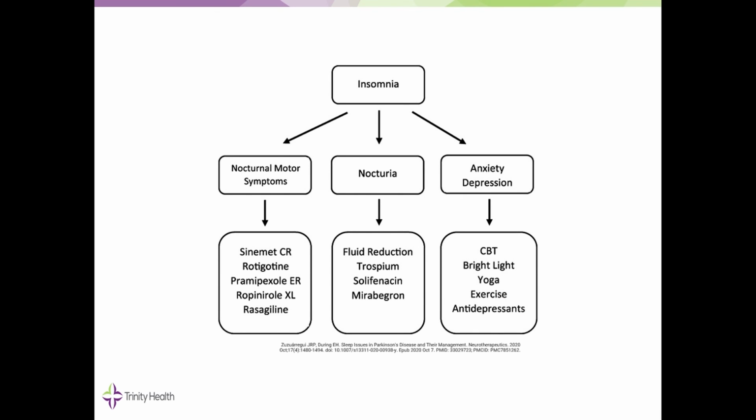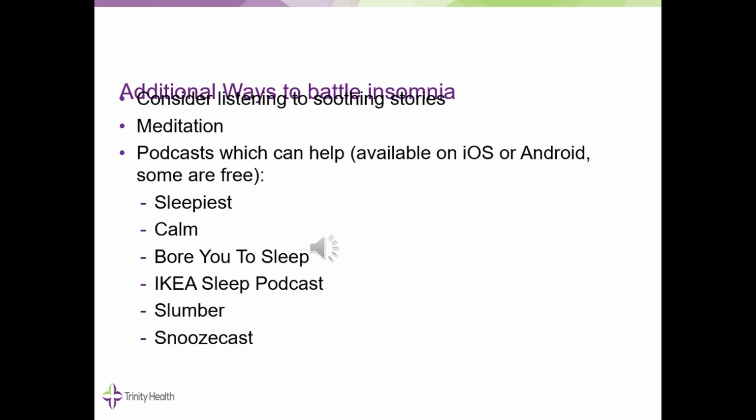And just a quick flow chart of how to potentially address some insomnia type things. If somebody has motor symptoms at night, extended release medications can be helpful. If they get up and go because of issues with going to the bathroom, then fluid reduction means after about 6 or 7 p.m., not all day long. There are many different medications that might be helpful. If somebody is not sleeping because of mood issues, again, there are many different things that can be helpful. Other ways to battle insomnia, sometimes listening to some soothing stories can be very helpful.